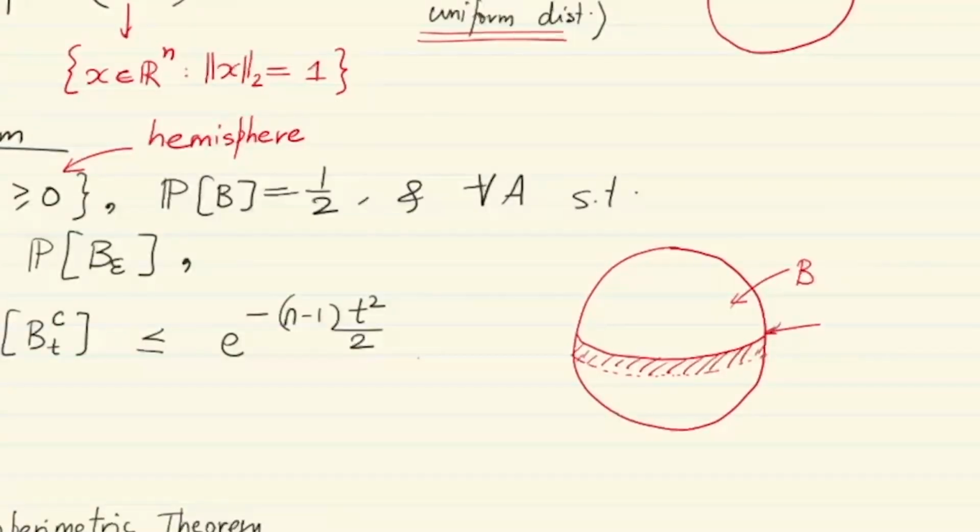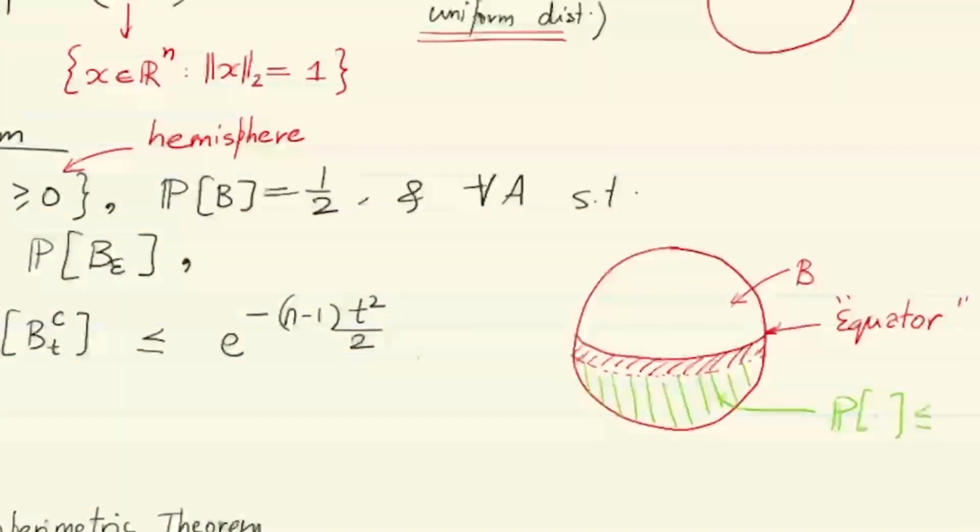So go a little south of the equator. So the solid line is the equator. If you go a little south of the equator by an amount proportional to t, there is very little mass in the complement. So the probability of this remaining part falls off very rapidly with t. So it's bounded above by e raised to minus (n minus 1) t square by 2.